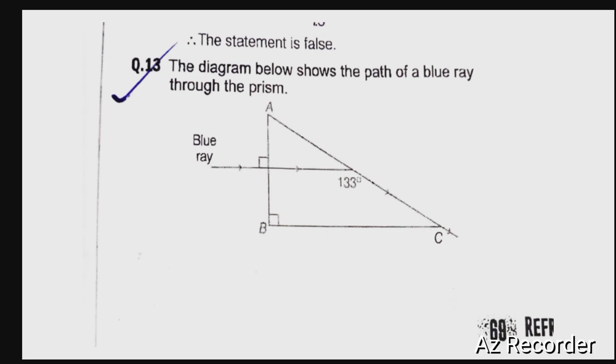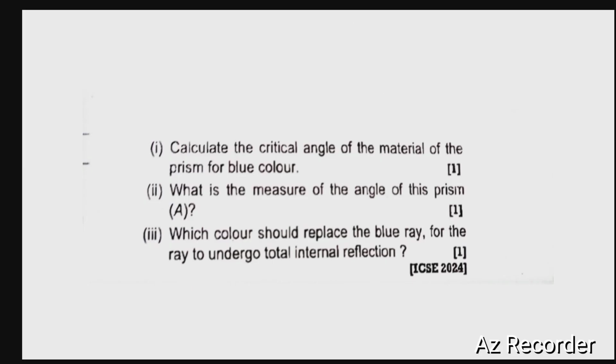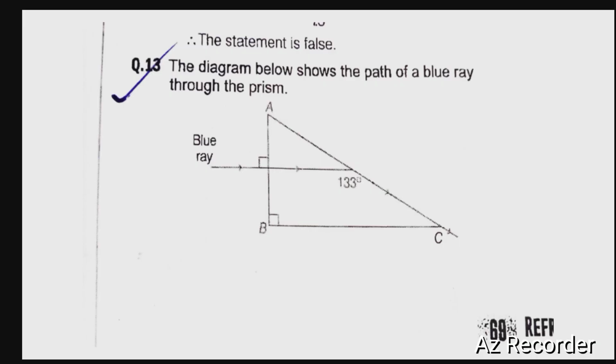Now the next and the most important question. The diagram below shows the path of a blue ray through a prism. We need to calculate the critical angle and the measure of the angle of prism, and first let us calculate the critical angle. Here it is clearly indicated that the blue ray passes from the surface AB to AC. So at the point of contact on the surface AC, let me draw a normal. This total angle is given to be 133 degrees.